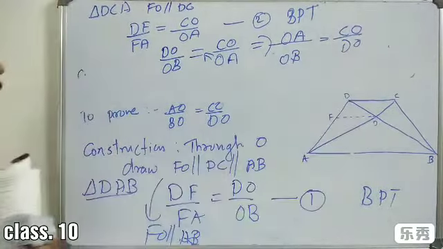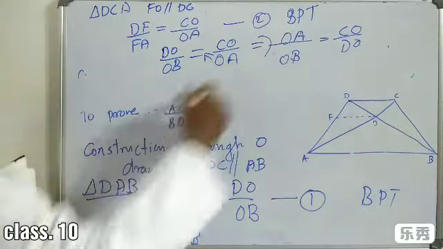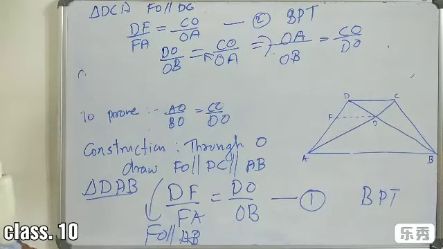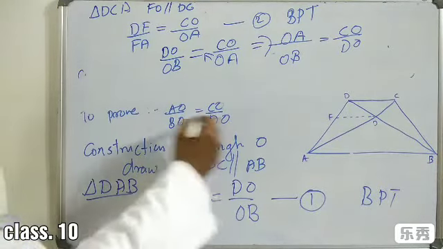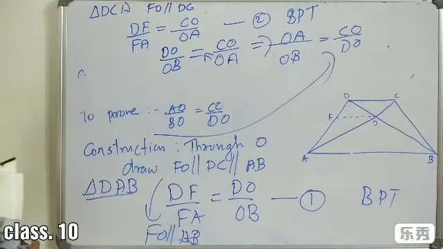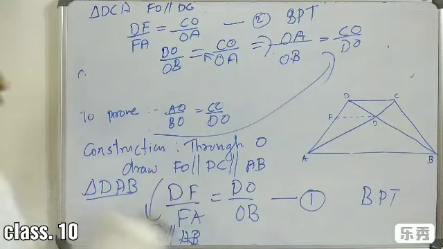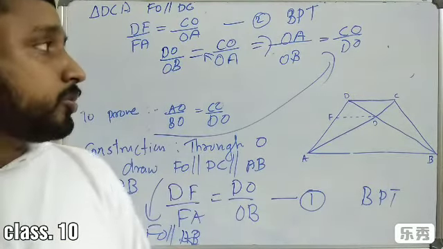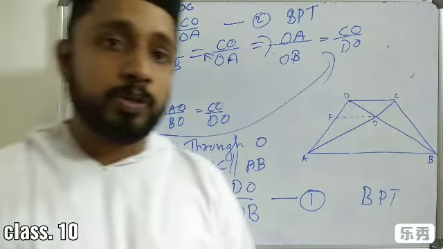So OA by OB: OA is equal to AO, and OB is equal to BO, both are the same. So OA by OB is equal to CO by DO, which is what we have to prove. That is AO by BO is equal to CO by DO. So we have proved AO by BO is equal to CO by DO using the basic proportionality theorem.